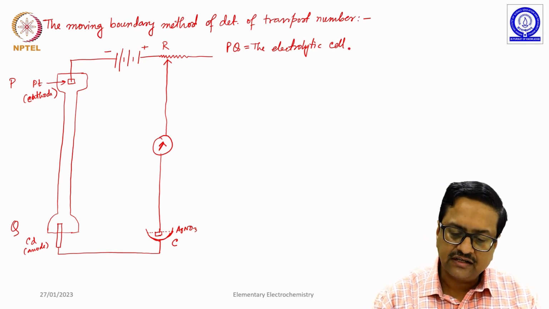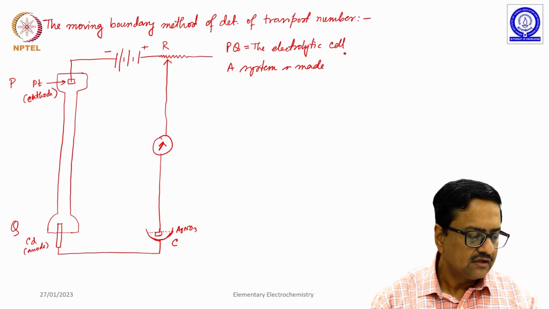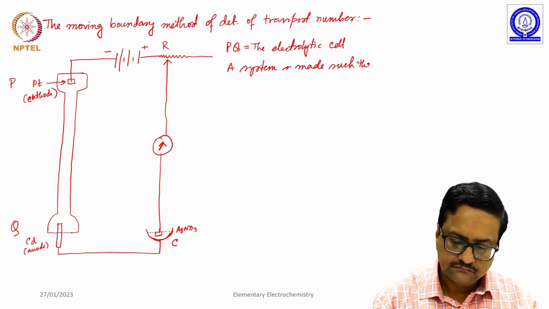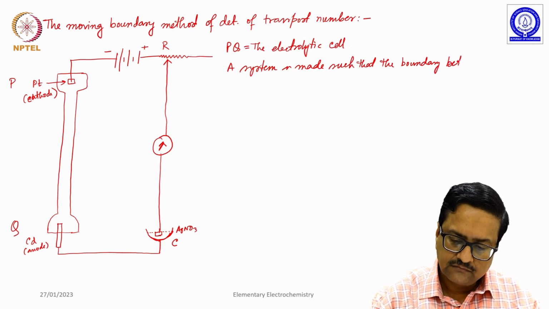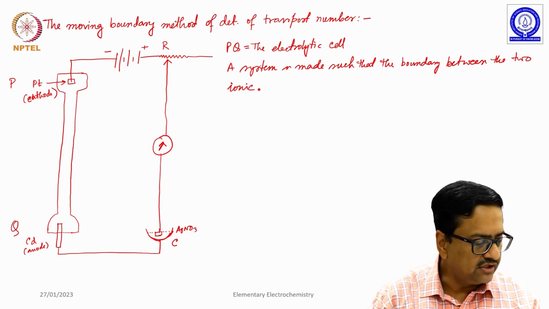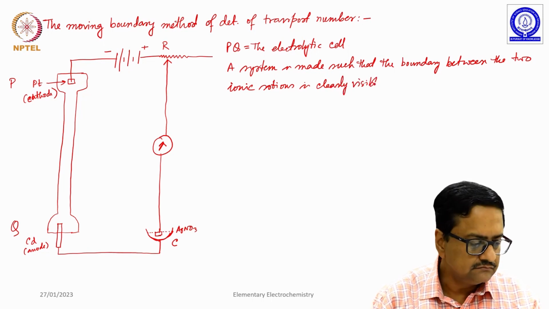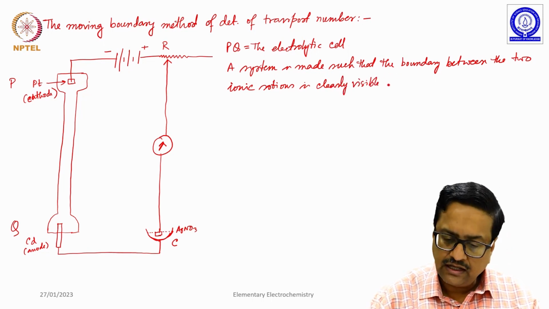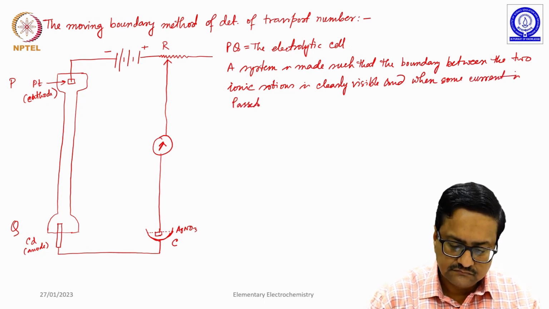So, in this electrolytic cell, a system is made such that the boundary between the two ionic solutions is clearly visible, and when some current is passed, the boundary moves.